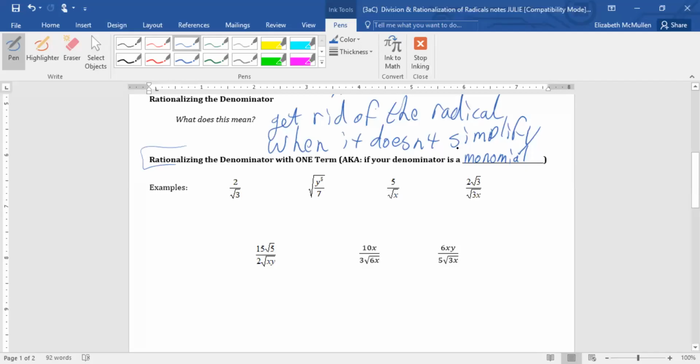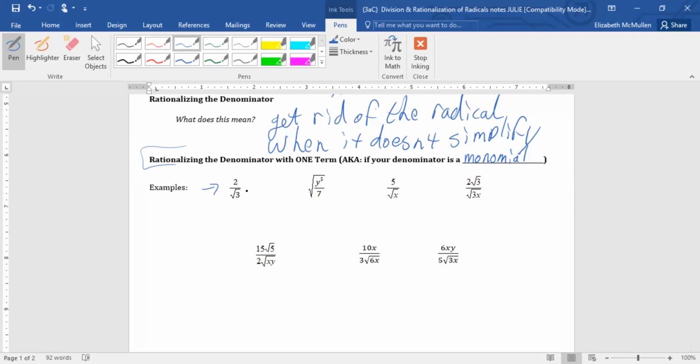So when we have a monomial and it won't break down, it doesn't simplify. Let's look at 2 over radical 3. There is no square root of 3, right? We can't do anything about it. So we have to figure out a way to get rid of that radical on the bottom without changing the value of our fraction, okay?